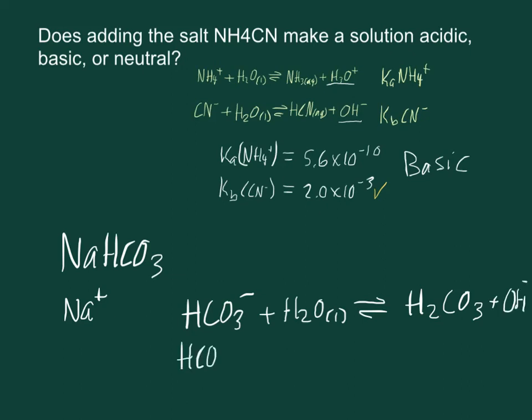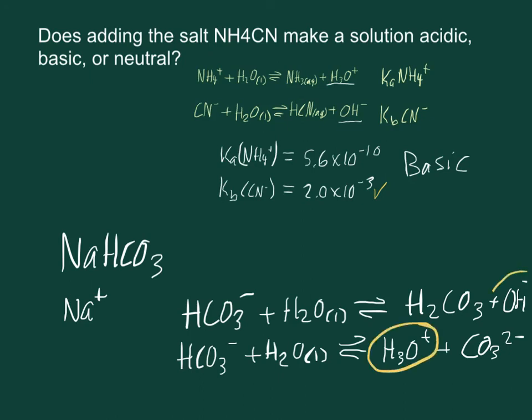The HCO3 minus could also react with water to form H3O+ and carbonate, CO3 2 minus. In one case it's acting as an acid, in the other case it's acting as a base. We would actually need to look up the Kb of bicarbonate and compare it to the Ka of bicarbonate to find out which one is higher, and therefore whether it would act as an acid or base. So keep in mind that even if something has only one thing coming out, if it's amphoteric and it can act as an acid or a base, you're still going to need to compare Kas and Kbs.